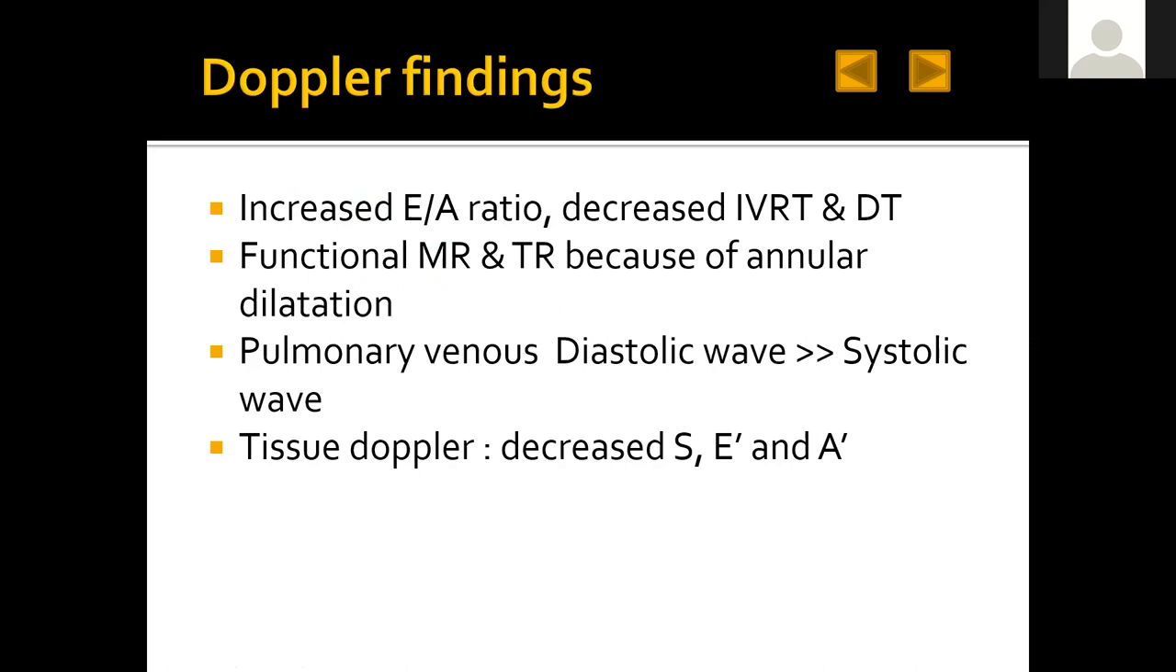What are the Doppler findings? There is increased E/A ratio, decreased isovolumic relaxation time and deceleration time. There is functional mitral and tricuspid regurgitation because of annular dilatation. The pulmonary venous diastolic wave is much bigger than the systolic wave. And tissue Doppler study shows decrease of the amplitude of all the waves.